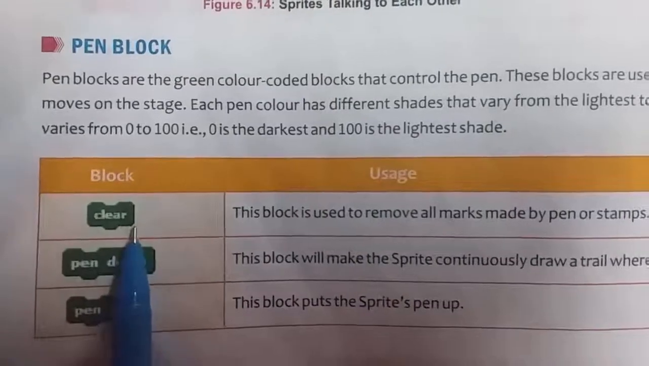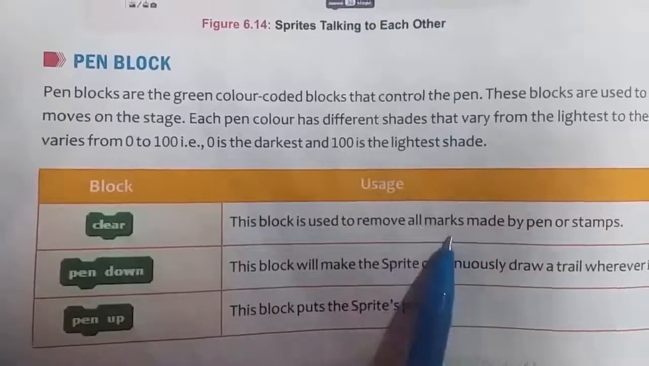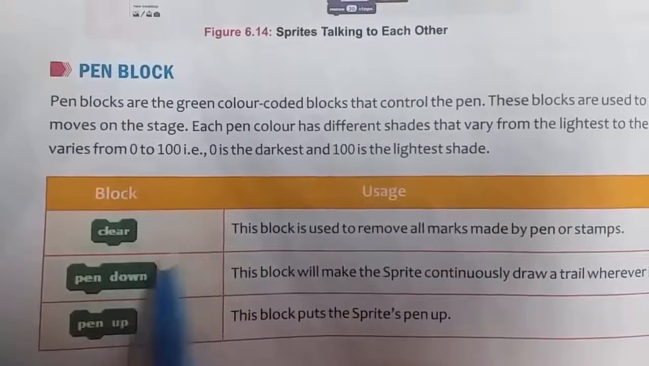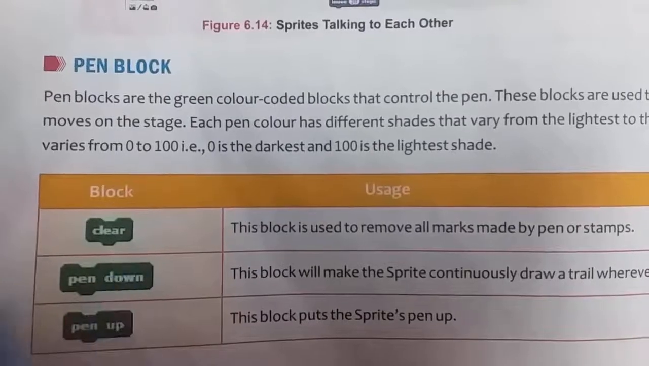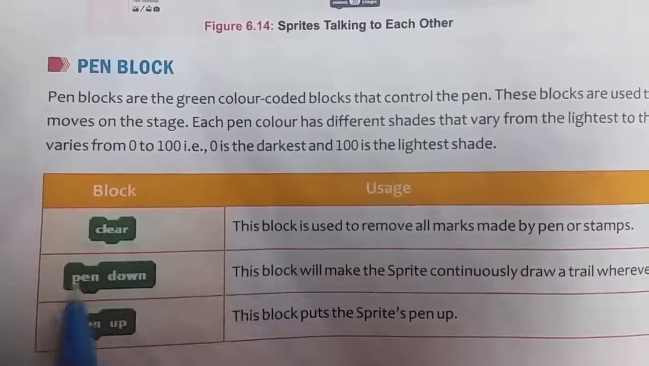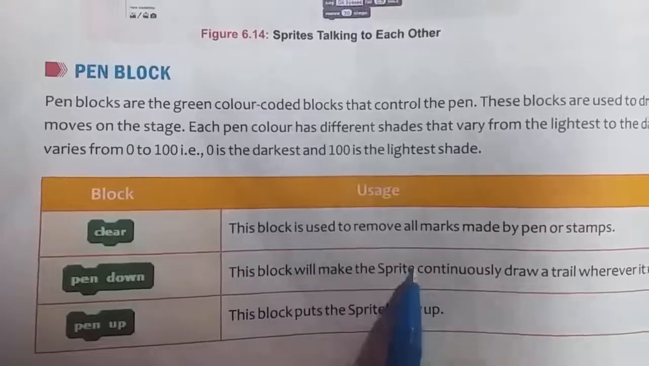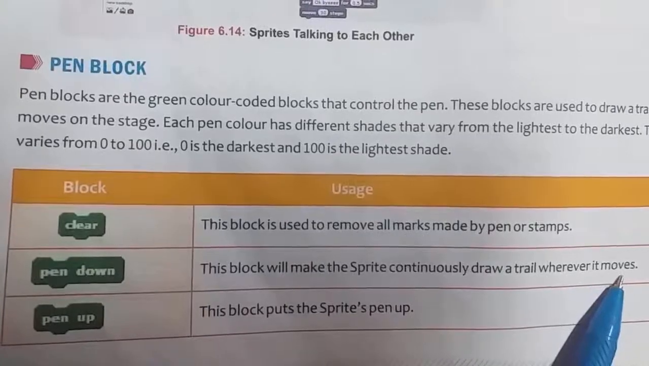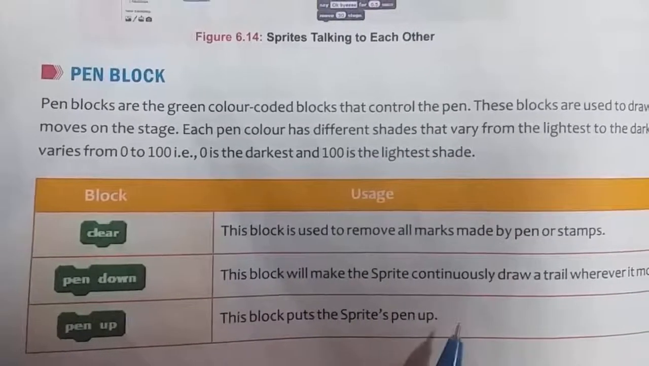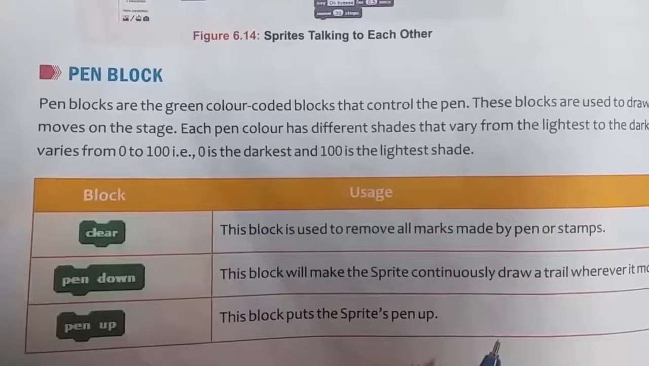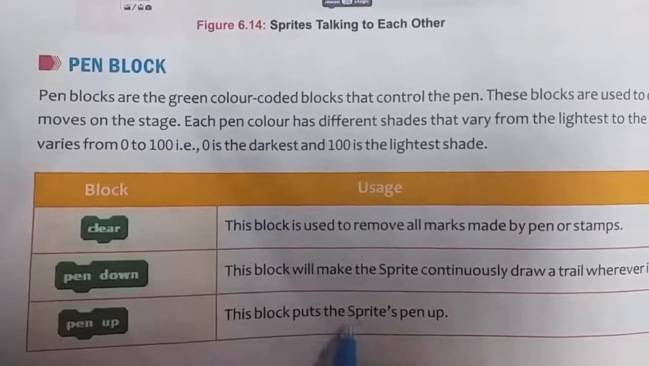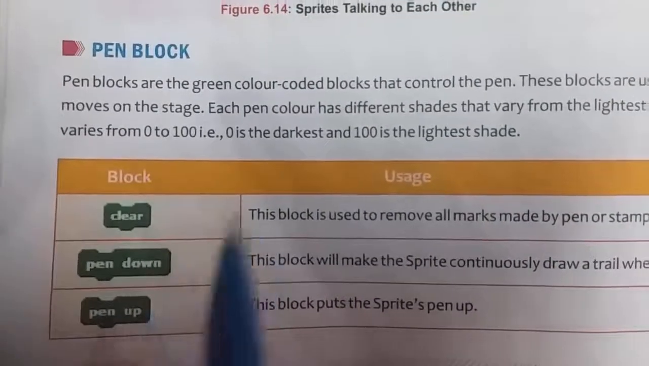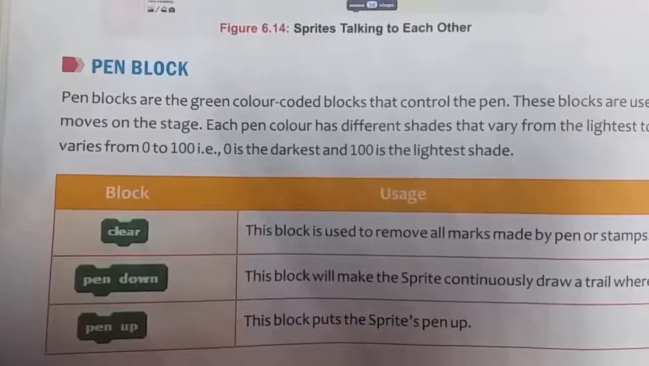Firstly we have the clear block. This block is used to remove all marks made by pen or stamps. We use it to clear all types of marks and stamps. Next we have pen down. This block will make the sprite continuously draw a trail wherever it moves. Next we have pen up. This block puts the sprite's pen up, which means that if we have used the pen up block, then we cannot draw anything on the stage.